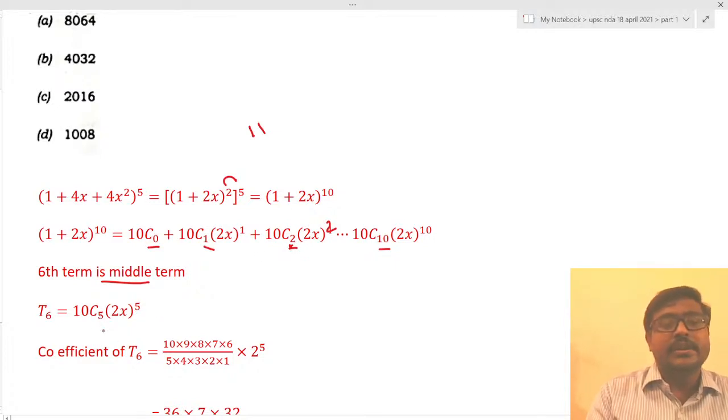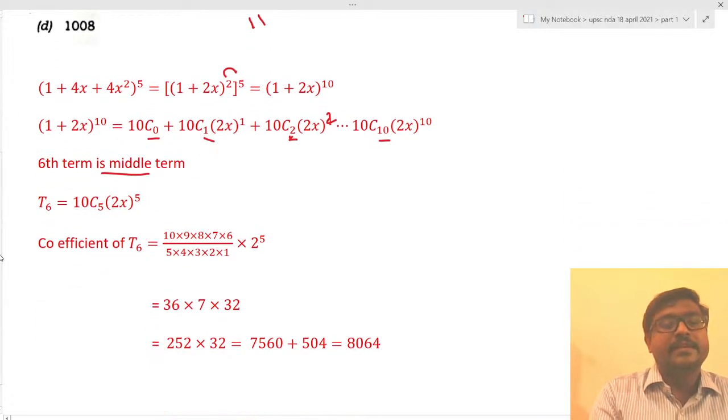That's it. So now we know, for the coefficient we don't want to consider x. Without x, we just find the value. So we will get the answer. Now 10C5. So down, 10 written 5 times. Denominator 5 factorial into this 2 power 5. So we are just writing only coefficients.